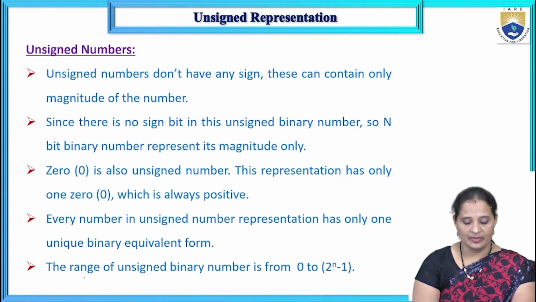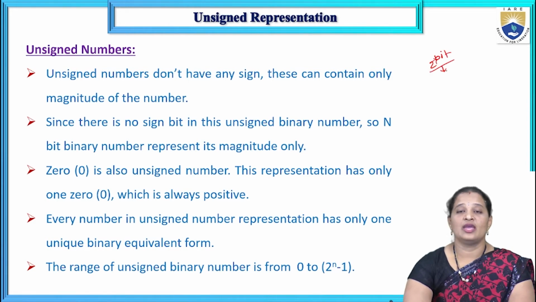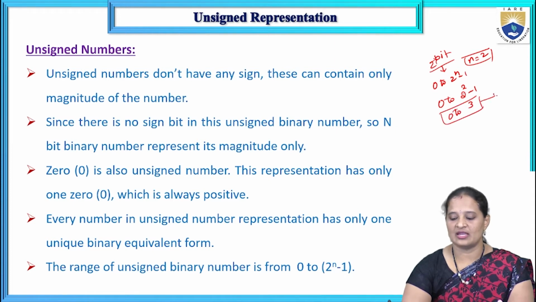Coming to the range of unsigned binary numbers, for example, we have a 2-bit binary number. In unsigned representation, the range of values that can be represented using n bits varies from 0 to 2 power n minus 1. Here n is equal to 2, so the range is 0 to 2 power 2 minus 1. What is the value here? 2 power 2 is 4, minus 1 is 3. So 0 to 3 we can represent in unsigned representation, using two binary digits.